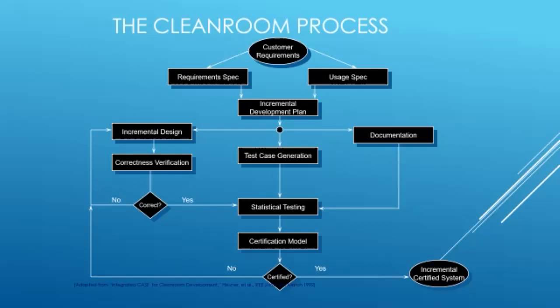In the design process, for correctness and verification, we are using the decision box. When correctness and verification are carried out, there are yes and no conditions. If yes, then go to the statistical testing. If no, then again go to the first step and the process is carried out from first to last. That means, for incremental design, if correctness verification passes, go to the statistical testing and certification model. Again, we have to check whether it is certified or not. If certified, then go to the incremental certified system. If no, then again go to the previous process, and further process is carried out up to the certified model.